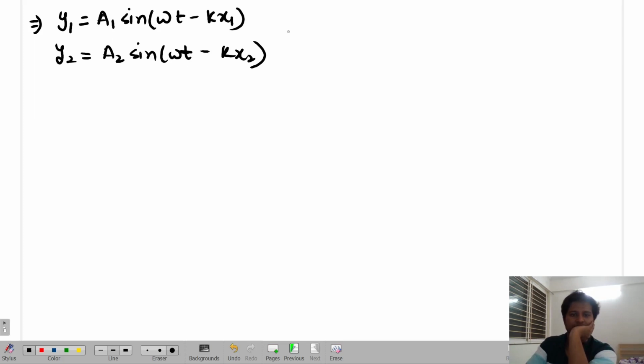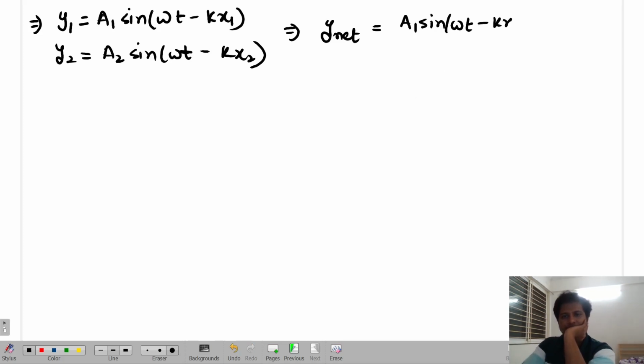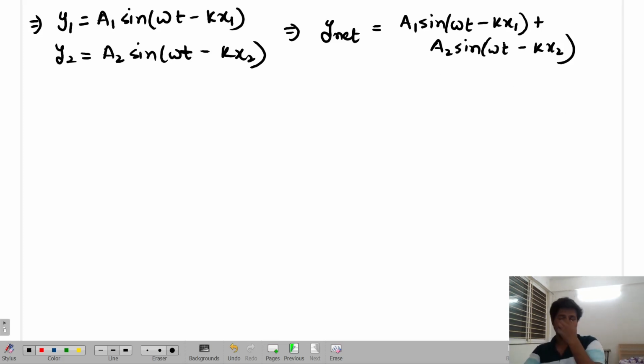So look over here. If I find out y net, it will be equal to a1 sine omega t minus kx1 plus a2 sine omega t minus kx2. Now once again you see that these are our two waves. They are superimposed on each other having two different amplitudes, and I have the form of sine omega t minus kx1 and so on. Okay, so look over here.